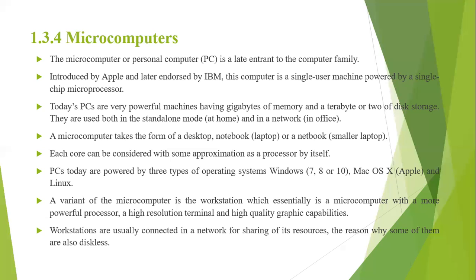PCs today are powered by three types of operating system. The operating systems used across different machines are different. You have seen Windows, probably your generation has seen Windows 7, Windows 8, Windows 10. In my system, I'm using Windows 10. The operating system can also be Mac OS X, Apple, and Linux. In the previous class, I explained that within Linux there are different flavors like Ubuntu, Red Hat, SUSE, Fedora, etc.